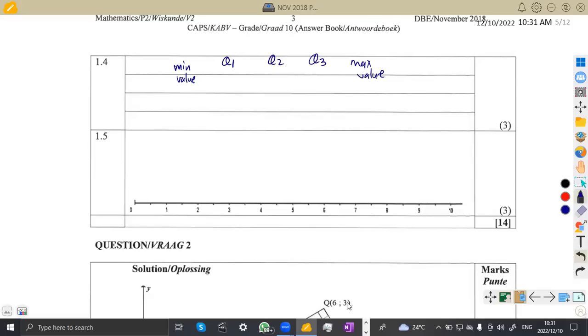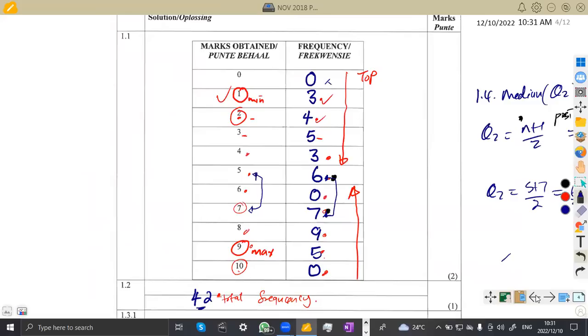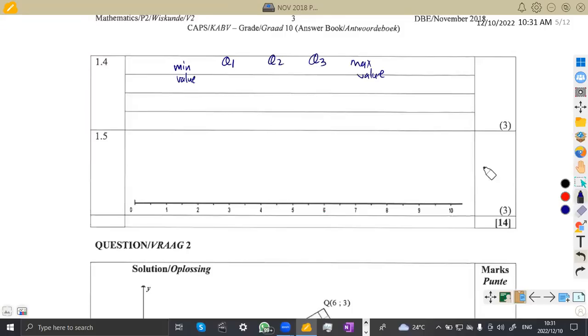For the minimum value, like we had on the range there, we already saw the minimum value. Remember, the minimum value which was scored is a 1. Also, the maximum value here is a 9. So we've got the minimum value, which is a 1, and the maximum value, which is a 9. All right, so Q1, that is, okay, let's see Q2.